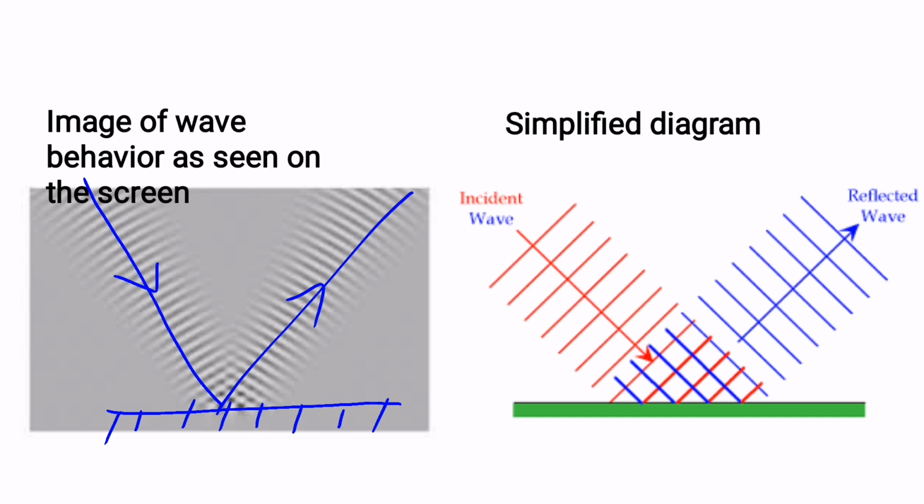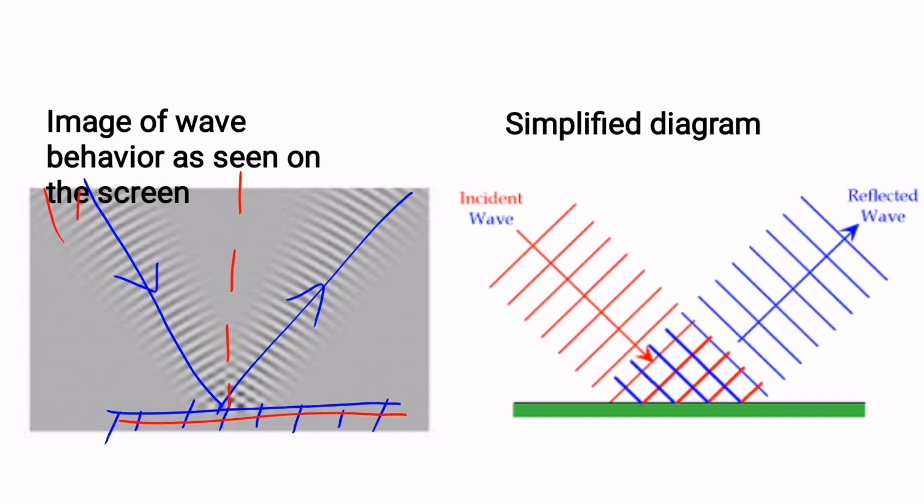Here we will have an imaginary ray, which we call the normal. So here we have the normal. Let me just draw it again. So the normal is just an imaginary ray which is drawn perpendicular to the barrier, and it is where the two rays meet.